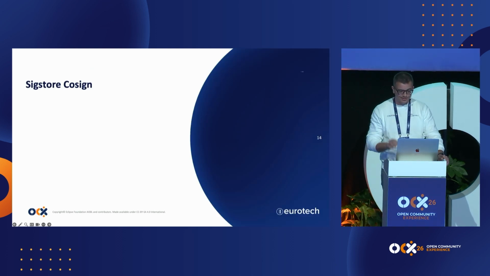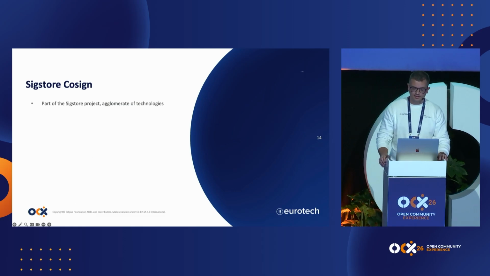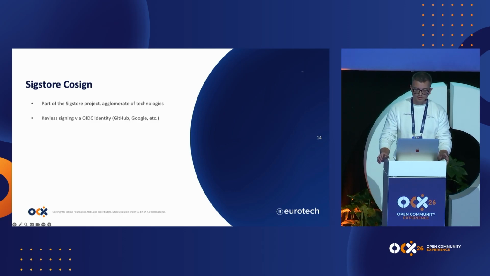Next, we have Sigstore Cosign. It's part of the Sigstore project, and Cosign basically looked at every limitation that we had in DCT and Notation and decided to solve all of them at once. What is Cosign? It's an agglomerate of different technologies to sign and verify artifacts. It provides, and this is crucial, identity-based signing instead of key-based signing.